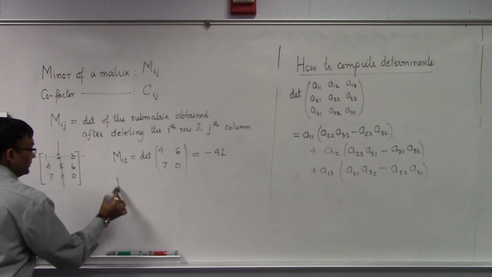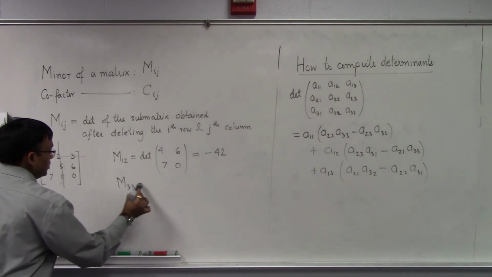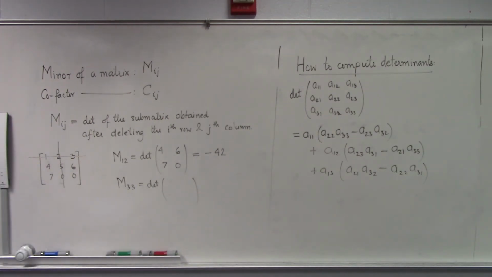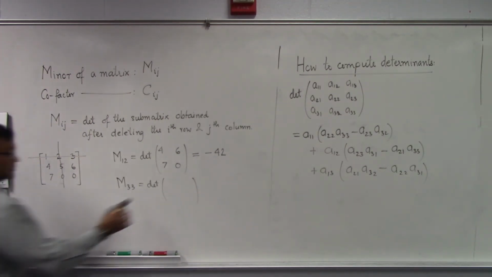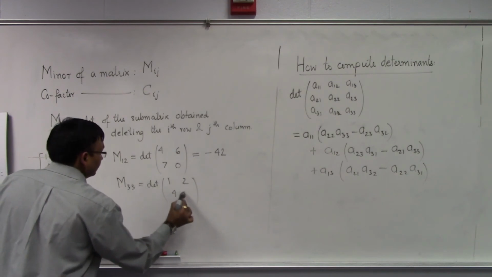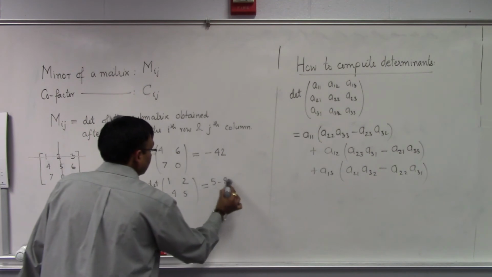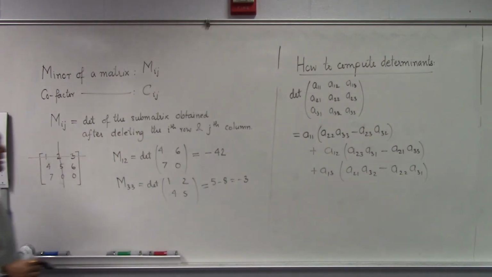Let's do one more. What would be M33? It would be the determinant of the matrix obtained by deleting the third row and the third column. So it would be the determinant of the matrix 1, 2, 4, 5, and whatever that turns out to be, which is minus 3. So for each pair i and j, we will have a minor of my matrix. So in all, we will have 9 minors for a 3 by 3 matrix, and we can compute them one at a time.